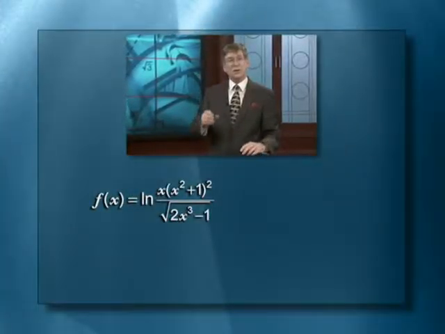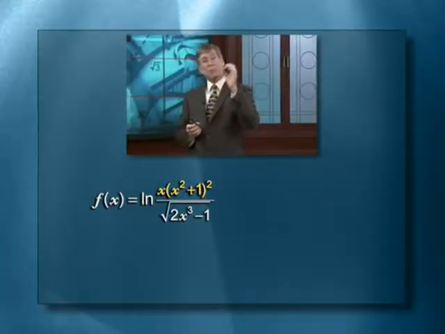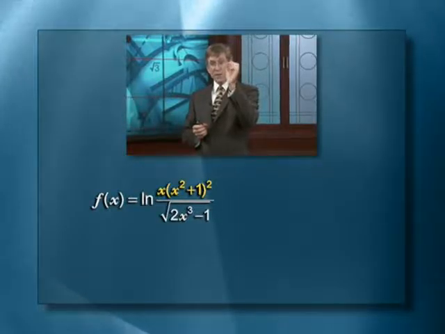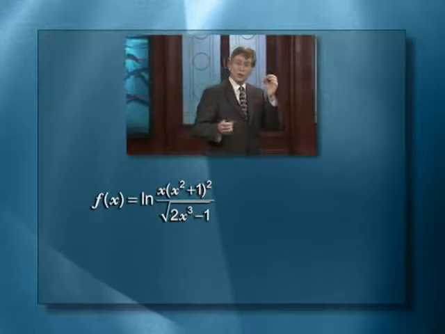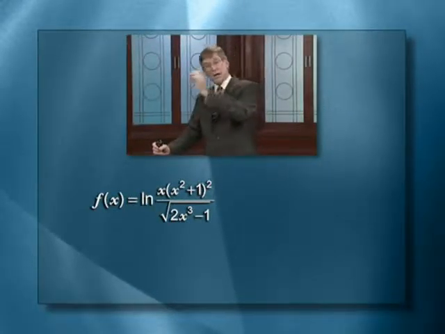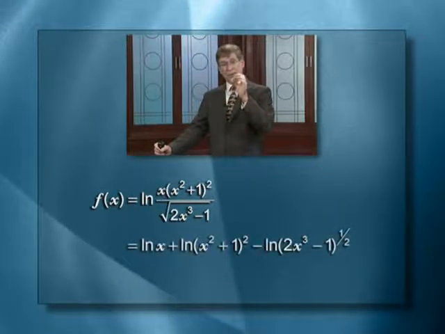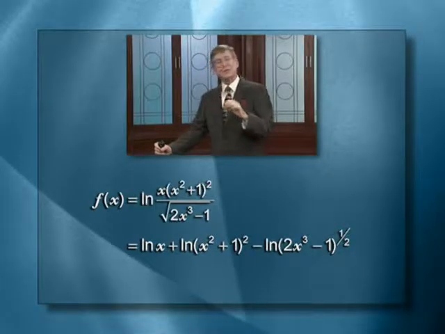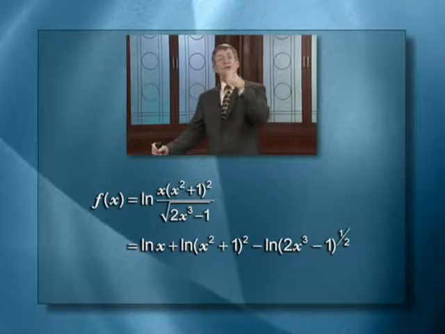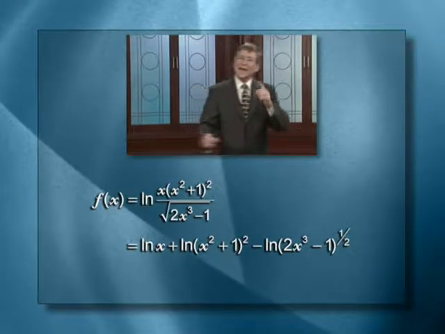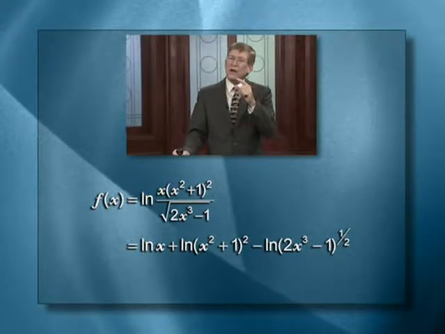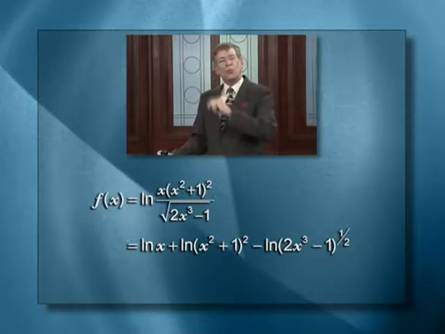Well, the first thing you notice is we have the log of a product in the numerator, and then we have a division. So that's going to convert to the log of a sum and then a difference. Here we go. It'll be log x plus log of x squared plus 1 squared, and then minus the log of that denominator. And now wait, the square root symbol really means 1/2 power.